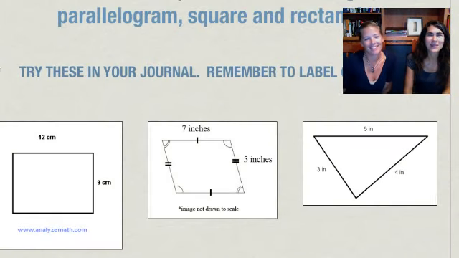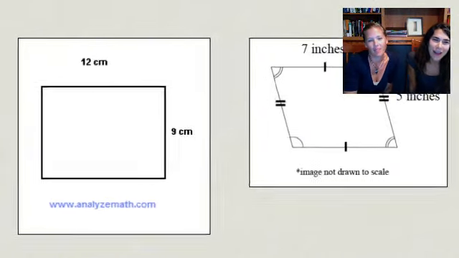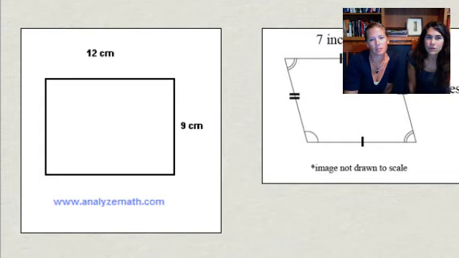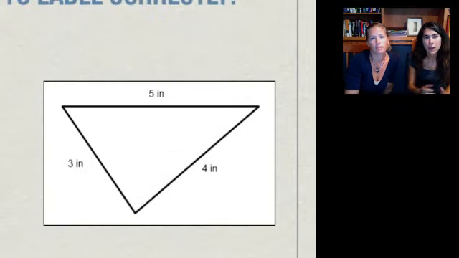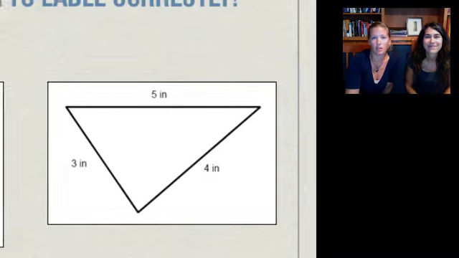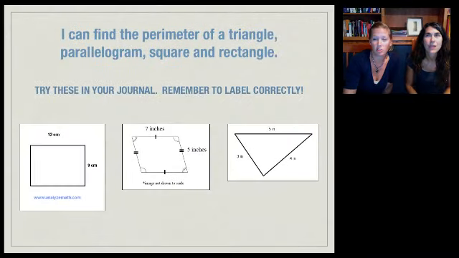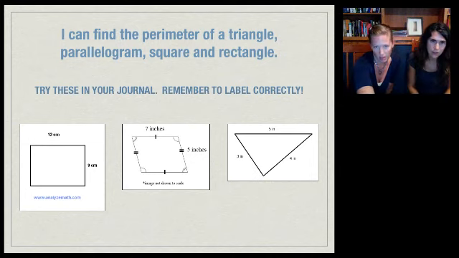So these are the ones you're going to try in your journal. And remember, you can draw the picture if you want. You don't have to. The thing that we're mainly looking for is that you are writing down the equation, showing us your work. And remember to label correctly. So good luck. And then when you're done, don't forget your summary and your question after you finish answering those.